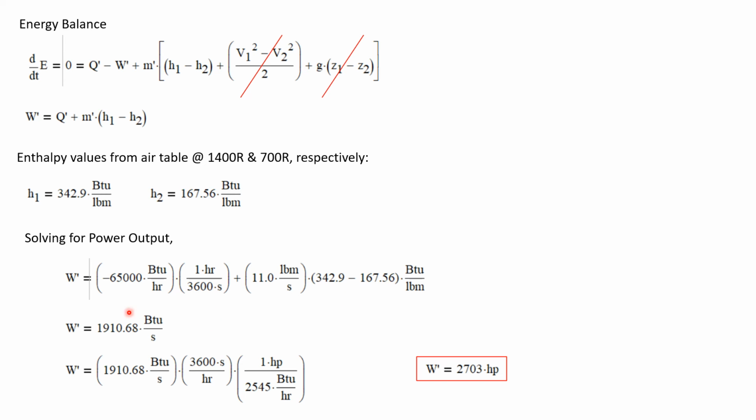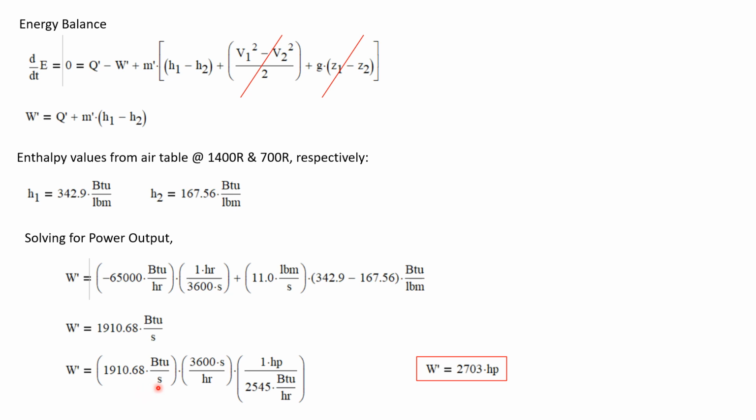It's calculator ready now. We have the power output is minus 65,000 BTUs per hour, which I'm going to convert to seconds here. And then we have the mass flow rate, 11.0 pounds mass per second. And then we have our two enthalpy terms. And that will give us the power output is 1,910.68 BTUs per second. But we were asked to find the output in horsepower.